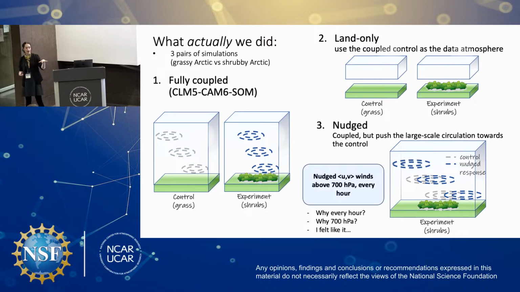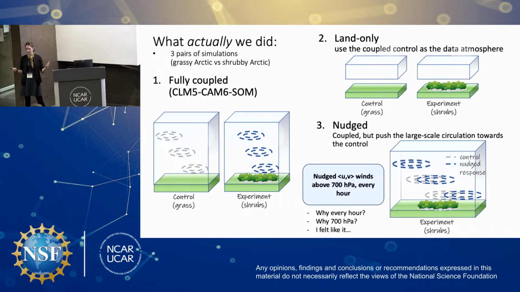I'm letting the lower part of the atmosphere do whatever it wants, but once you get above 700 hectopascals, I'm pushing the circulation, so in this case the wind field, towards the control state so that you can't get any large-scale circulation changes by design. So it's going to suppress any teleconnections. If you're interested in details, I'm nudging this every hour, and like I said, above 700 hectopascals.